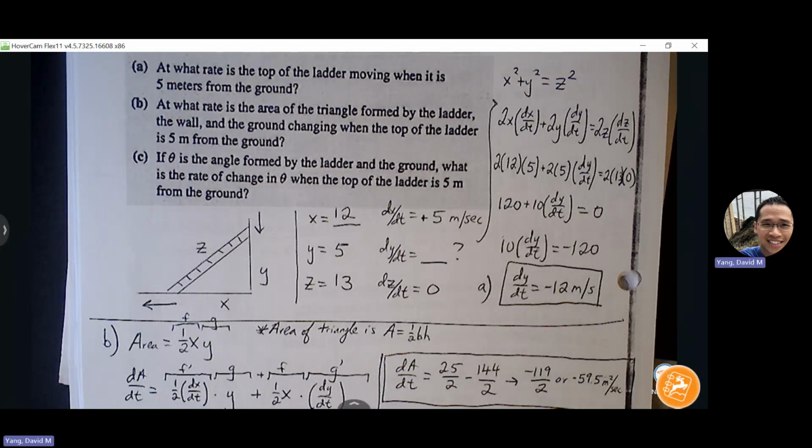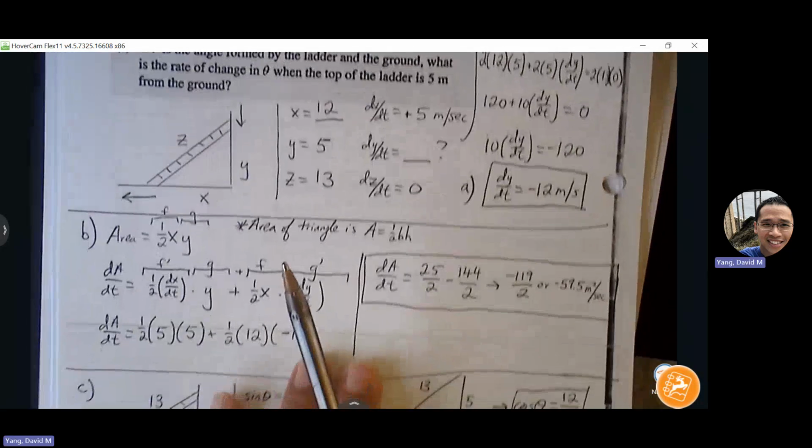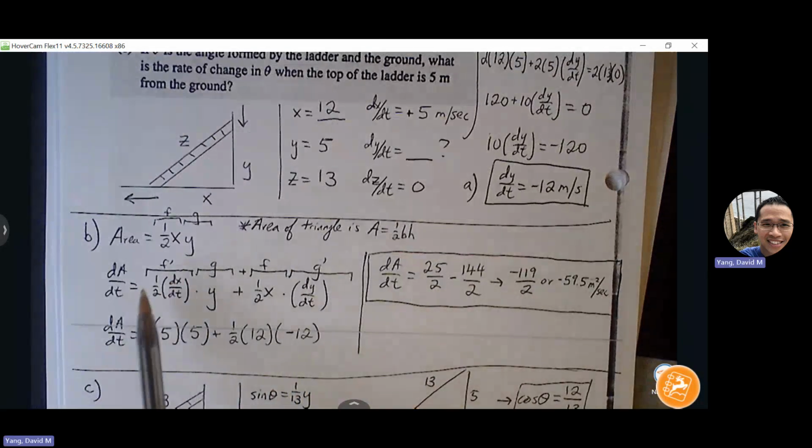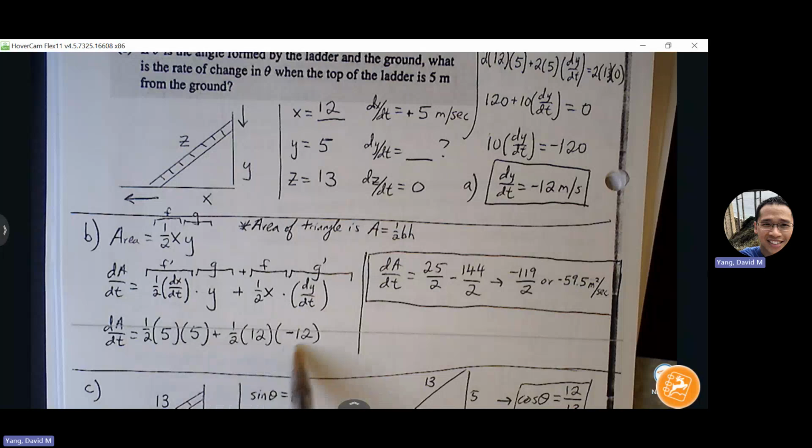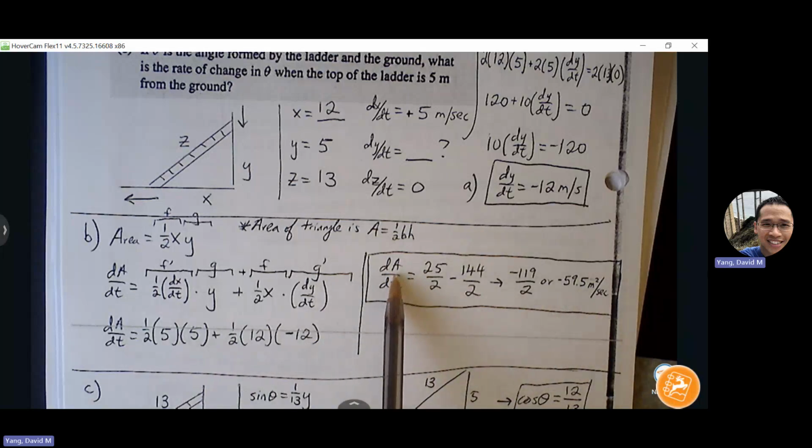Now, part B, area of a triangle is 1/2 x times y. So we have to go through product rule, f prime g plus f g prime. Use everything from part A to fill in the missing pieces, and then rate of change of area with respect to time. Area is square meters, time is seconds, so square meters per second.